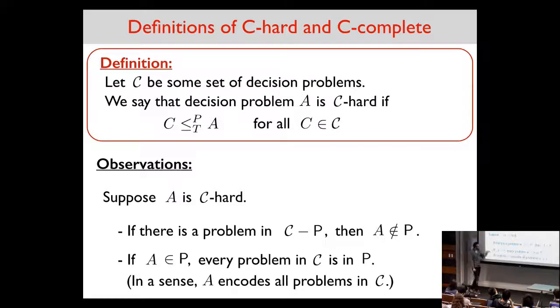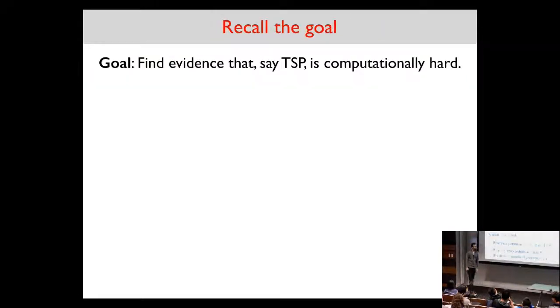Okay, so keep those in mind. When you say that A is in P implies that every problem in C is in P, why is that the case? Because every problem in C reduces to A. So if I have a polynomial time algorithm for A, then I get a polynomial time algorithm for any other problem in this class C. And you can, in some sense, think of this as saying that A encodes, in some vague sense, all the problems in C. So that's interesting.